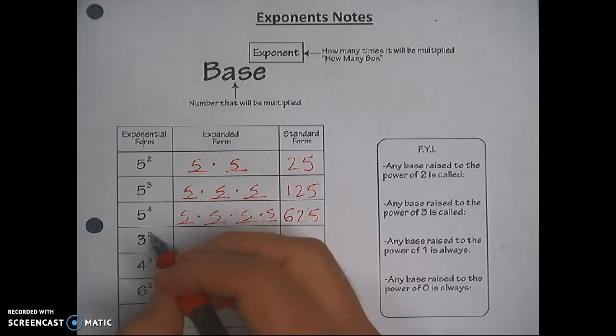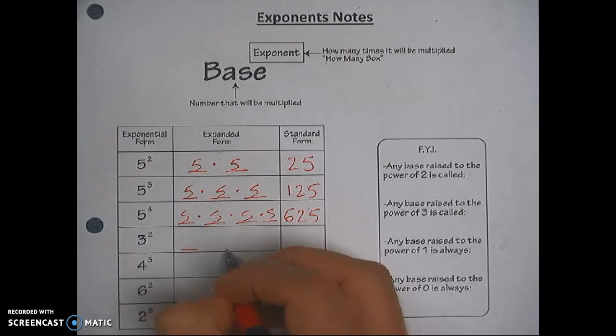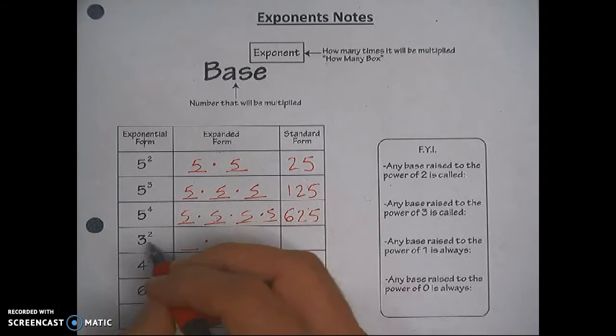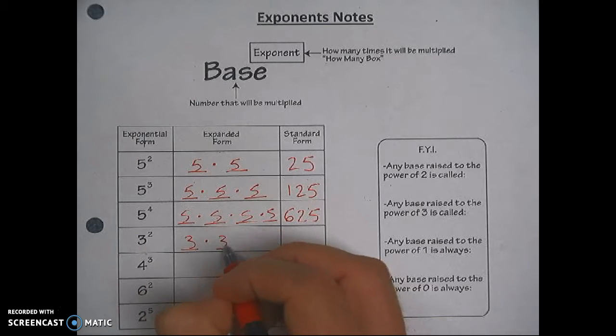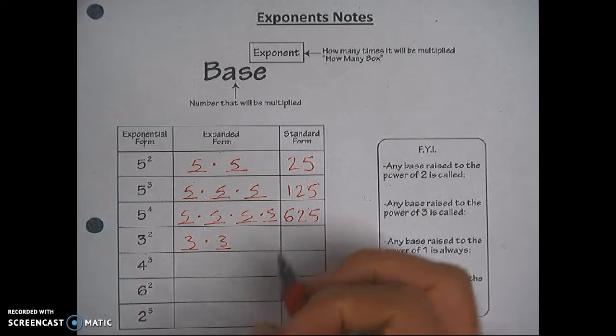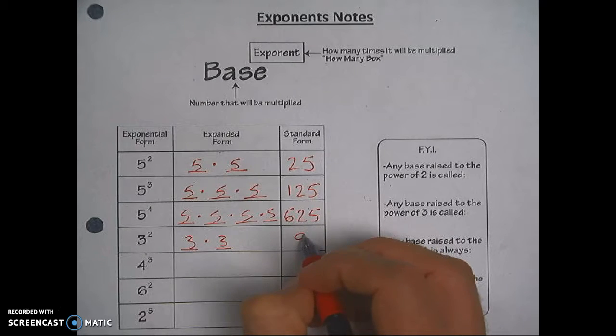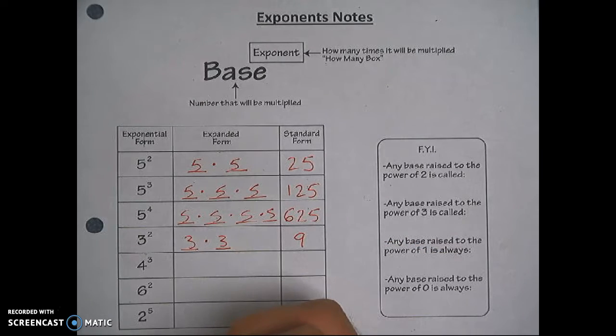All right, let's change up the base a little bit. 3 to the second. The exponent tells you how many, and then the base fills in your blanks. So 3 to the second is not 6. 3 times 3 is 9.